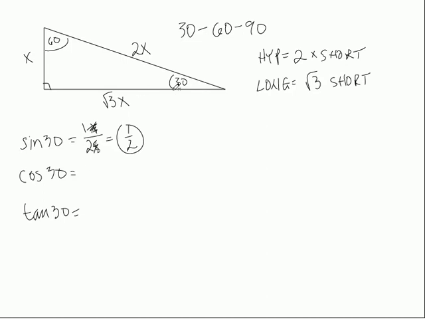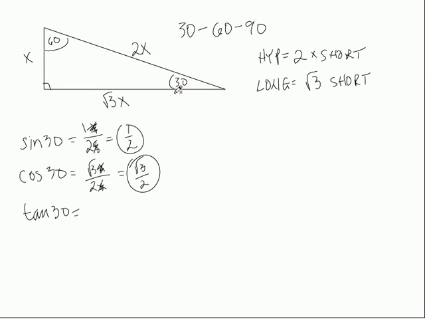So let's do the cosine of 30. Let's speed this up a little bit. We only have a few minutes left in class. So the cosine of 30 is adjacent over hypotenuse. So it's the square root of 3x over 2x. The x's cancel, and you're just left with the square root of 3 over 2. Again, that's a number that should be easily recognizable and needs to be memorized. That's an important number in this whole scheme of things.